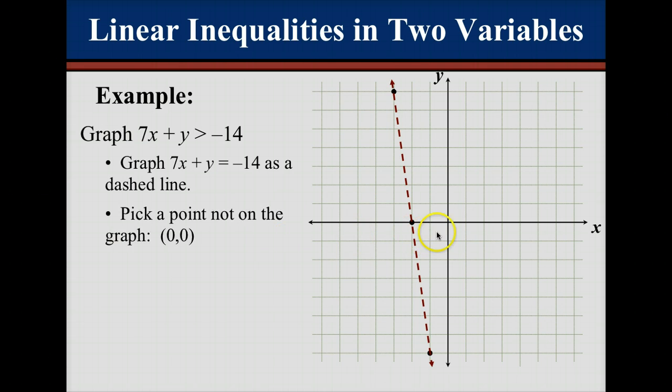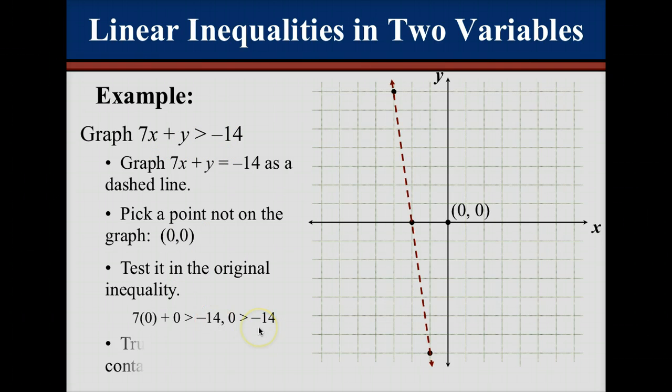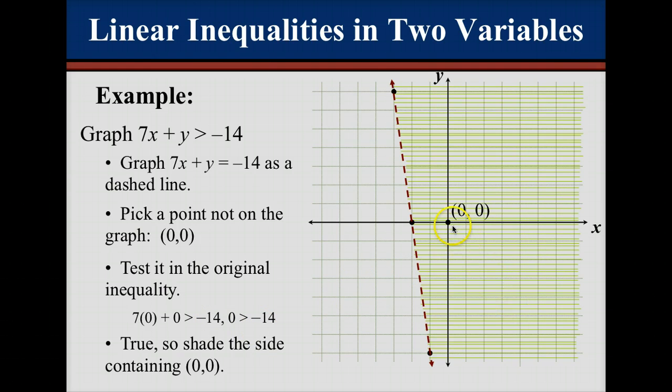Now let's pick a point. I usually like to pick the point 0, 0. Now if 0, 0 is on the line, is on the boundary, you cannot choose it. But it just makes the math so much easier. You can do that in your head. Is 0 greater than negative 14? Why, it is. That makes it a true statement, so we're going to shade this area. Because when we pick this point and substitute it in, it is a true statement. 0 is greater than negative 14.